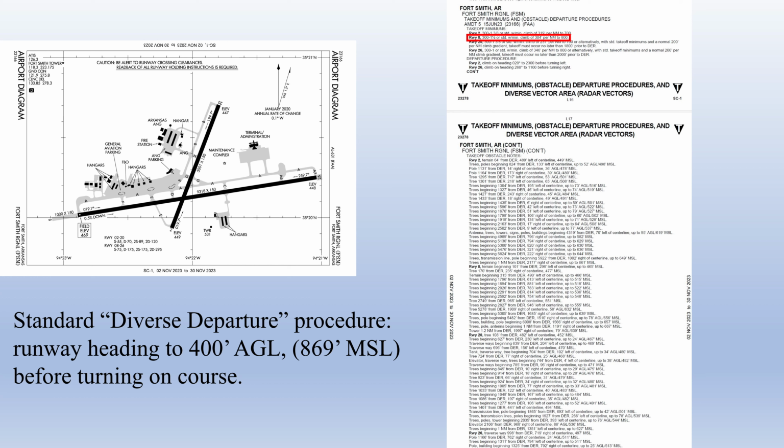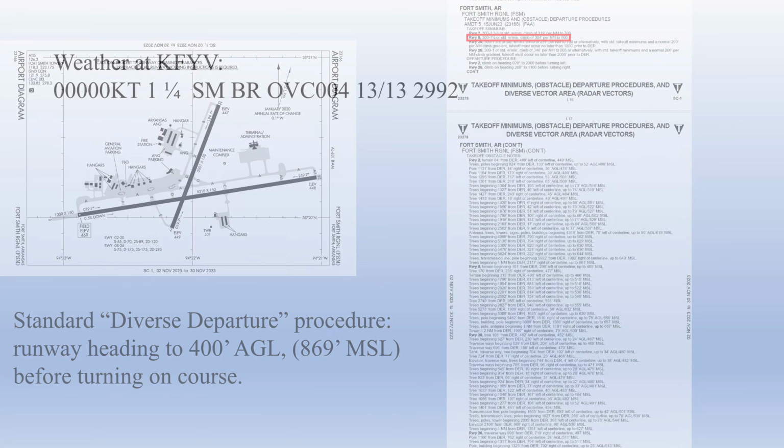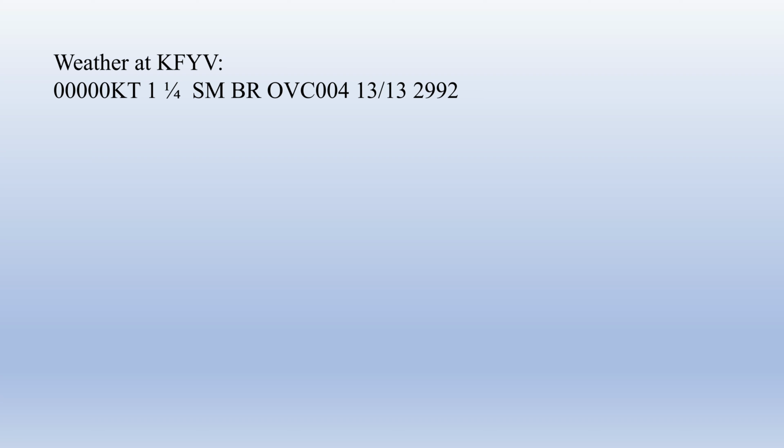We'll assume that the weather at Fort Smith is good enough that we can get back in on one of the approaches there and that we feel comfortable departing. Weather at Fayetteville right now is currently reported as calm winds, 1 1/4 statute mile visibility in mist, a ceiling of overcast 400, a temperature of 13, dew point of 13, and altimeter 2992, and the forecast is for it to remain about the same the rest of the day. We will assume that we have filed an alternate for the flight and that it is a legal alternate.